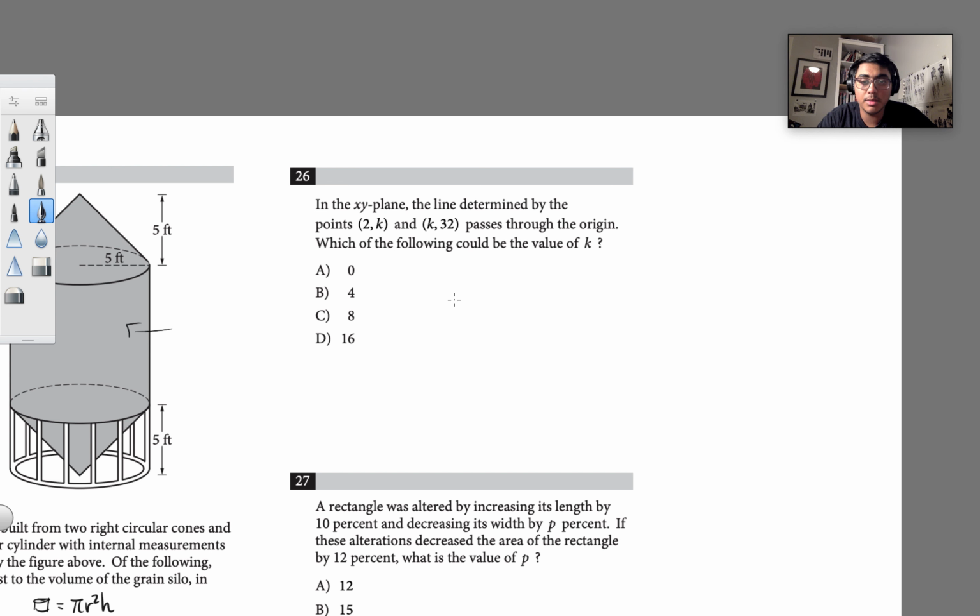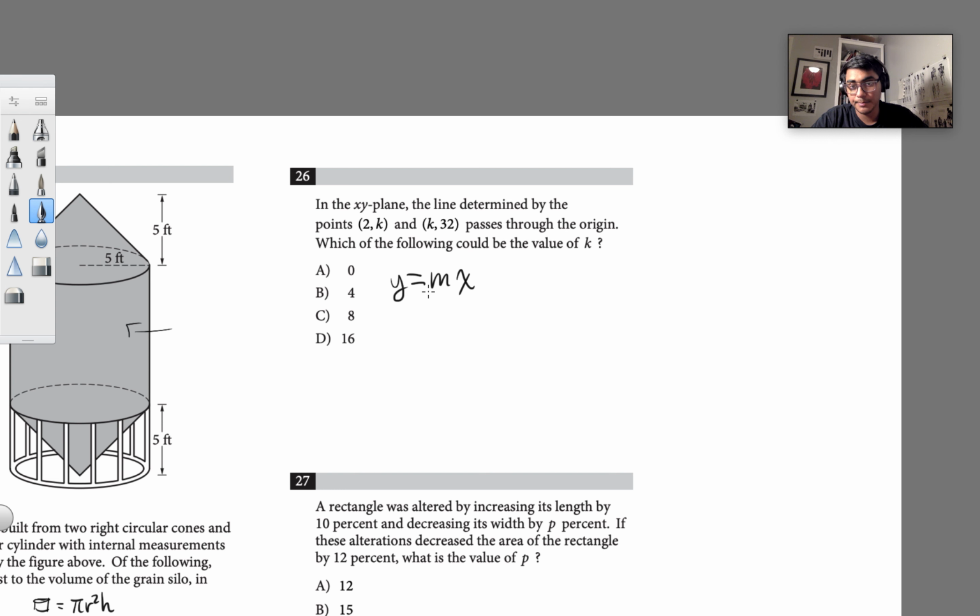Okay, in the xy plane, the line determined by the points (2, k) and (k, 32) passes through the origin. Which of the following could be the value of k? Alright, so we're given the 2 points. We also know that the y-intercept is 0. So we can start off with the slope-intercept form. So we always have the equation y equals mx. So let's plug in one of these coordinates into this equation to find the value of m in terms of k, and then once we have the value of m in terms of k, we can plug that m into the same equation which has these coordinates to find the value of k.